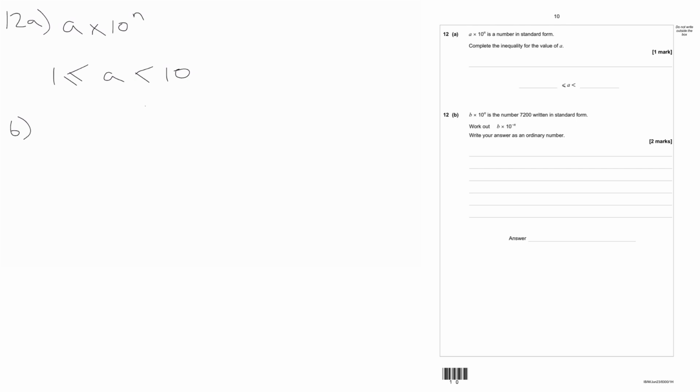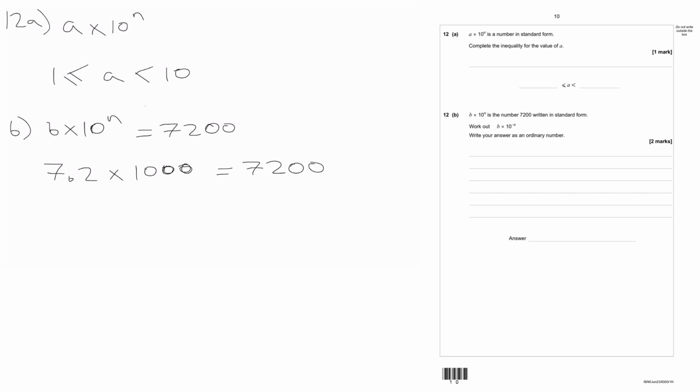And for part B, we are told that B times 10 to the power of n is equal to 7,200. Well, if we're to take our advice from the previous question, we know that B should be a value between 1 and 10. So in this case, if we've got 7,200, let's say that it's 7.2, and then 7.2 times what is 7,200? Well, it's going to be 1,000. So 7.2 times 1,000 equals 7,200.